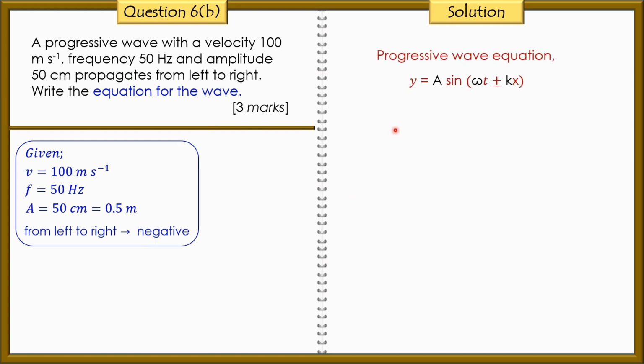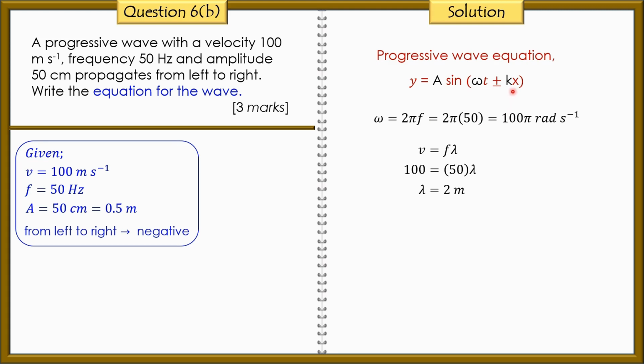Now, take a look at the general equation for the progressive wave, where y is equal to A sin omega t plus minus kx. To write down the equation for the progressive wave, you need to know the values for A, omega, and k, the wave number. Referring to the question, we know the amplitude, which is 0.5 meter or 50 centimeter. For the angular frequency, omega is equal to 2 pi f. Our frequency is 50. Substitute in the equation and you get 100 pi radian per second.